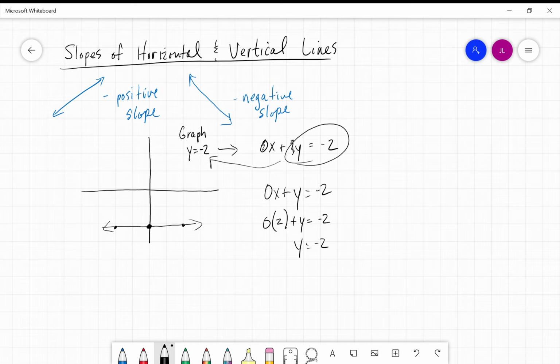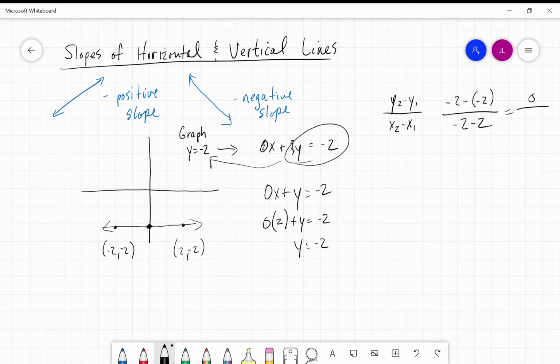Now let's look at a couple points on this line, just because we want to see about slope. And remember, slope is y2 minus y1 over x2 minus x1. We've got a point here, -2 on the x and -2 on the y. We've got a point over here that is 2 on the x and -2 on the y. Let's take our y's, -2 minus -2, and our x's, -2 minus 2. -2 minus -2 is 0. -2 minus 2 is -4.